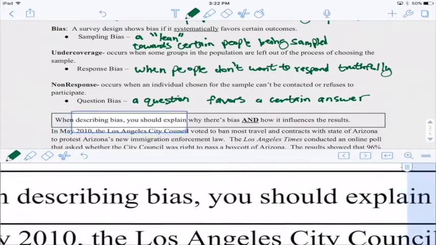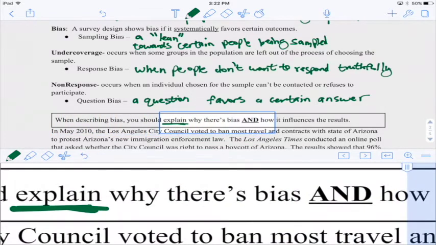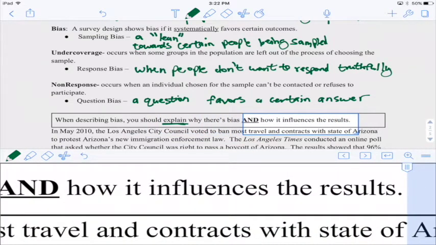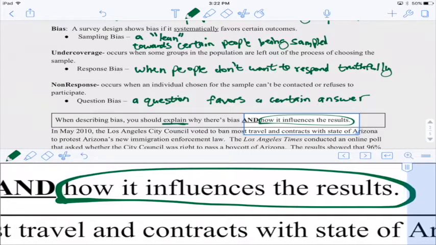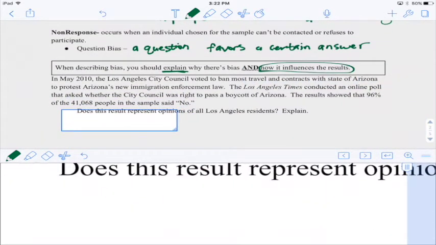So, when describing bias, you should explain why there's bias and how it influences the results. This is what people forget most of the time. So, the words above are not as important, they're just there to kind of help you, but you should explain why there's bias and then how it's going to influence.